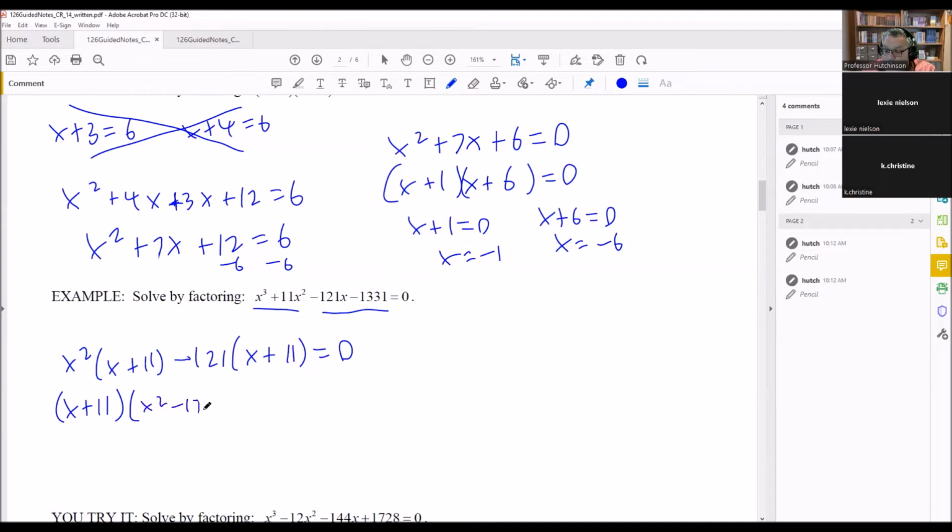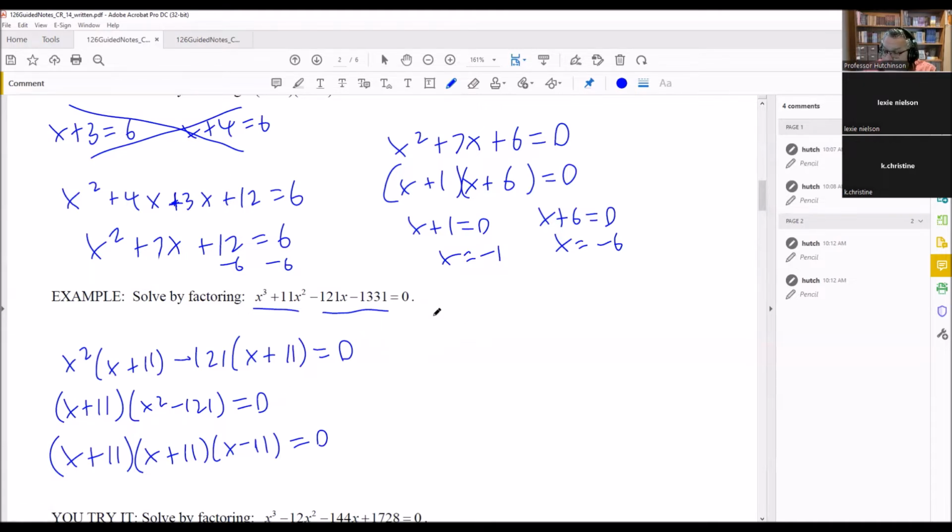So x squared minus 121 is what I have left over. I have another difference of squares, so we can factor that. That's going to be x plus 11, x minus 11 that I get for that. That's another difference of squares. Okay, so I have all these pieces.